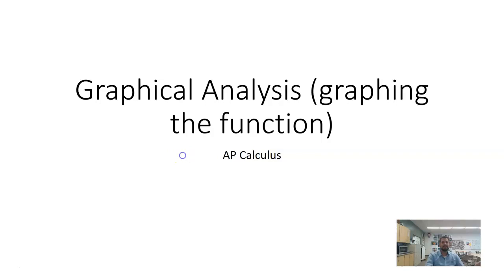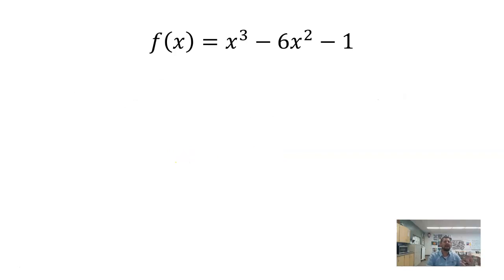So if I was to look at the function x to the third minus 6x squared minus 1, and I wanted to know everything about it, let's go through the different things that we've talked about so far. If I have the first derivative, 3x squared minus 12x, and the second derivative, which is 6x minus 12, those can tell us an awful lot of things.